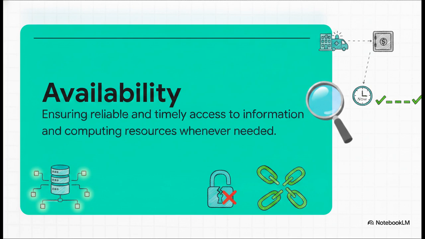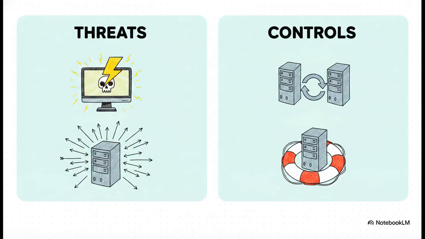Think of hospitals, emergency response systems, or banks. Even a super short period of downtime can result in severe operational disruption. Now, threats to availability can range from malicious DDoS attacks and ransomware all the way to simple hardware failures or everyday power outages. To counter these, organizations implement redundant systems, comprehensive disaster recovery plans, and load balancing.